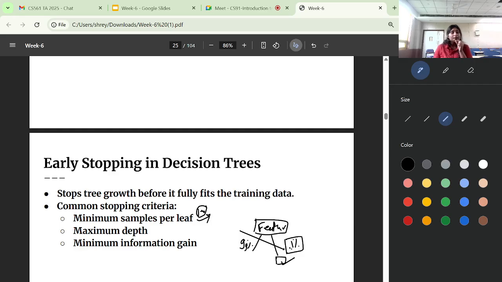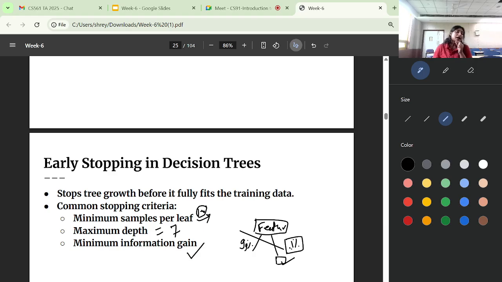Okay. Second is maximum depth. This also we have already discussed: let's say we have a depth of 7. So whether your tree is going up to 1000 depth or 10,000 depth, it doesn't matter to you. After 7 it will stop. Okay.